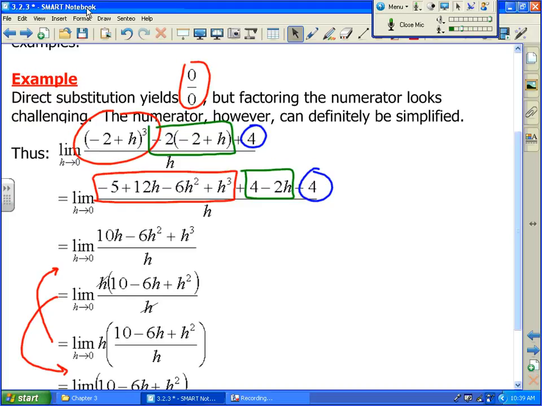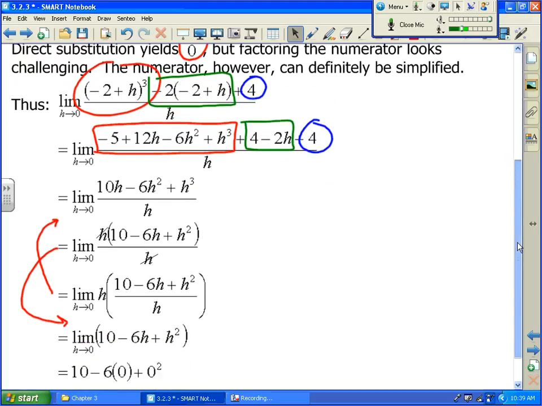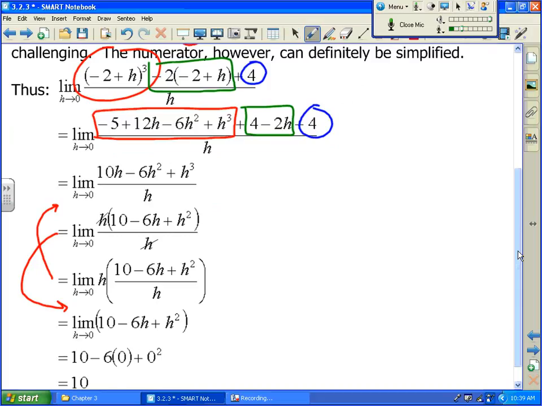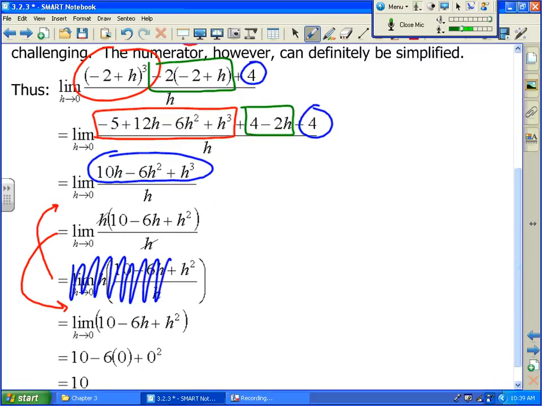Now I'm in a situation where I can just collect like terms. And that leads me to my next step. I have 10h minus 6h squared plus h cubed. I mentioned that you wouldn't have been able to hear me, that step there should not have been in this particular set of notes. I'm not sure why the author put that there. But let's ignore it for now.